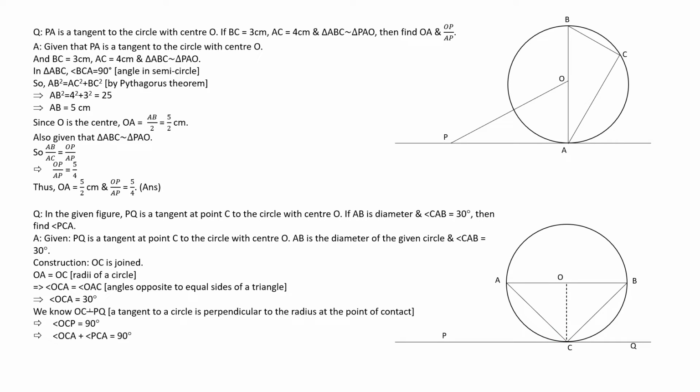Now angle OCP equals angle OCA plus angle PCA. So the sum total of these two angles equals 90 degrees, or we can say PCA equals 90 degrees minus angle OCA, which equals 90 degrees minus 30 degrees, which equals 60 degrees. Thus, angle PCA equals 60 degrees is the answer.